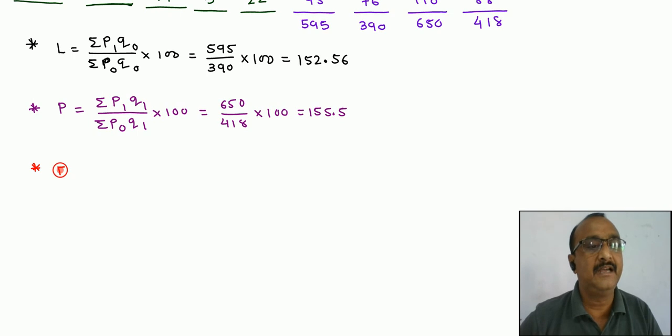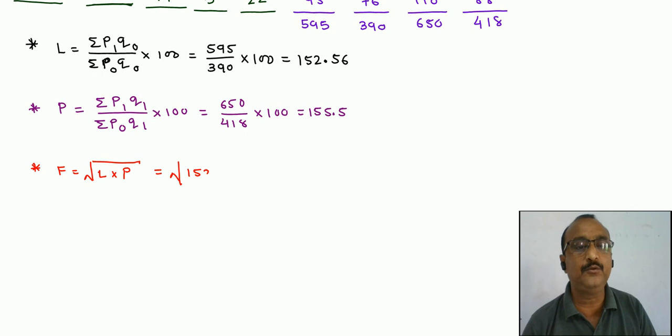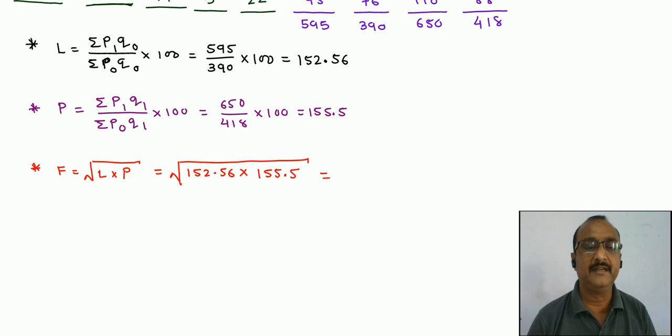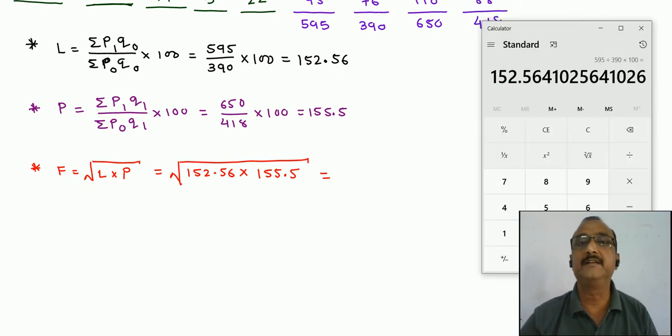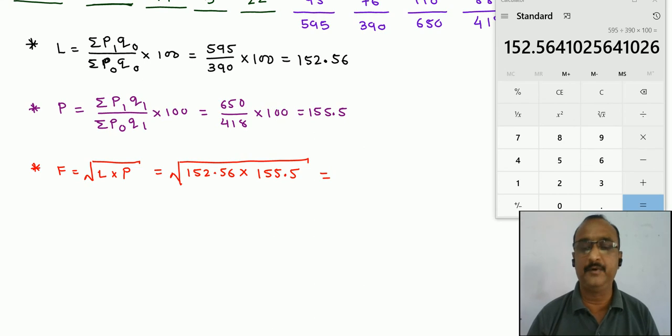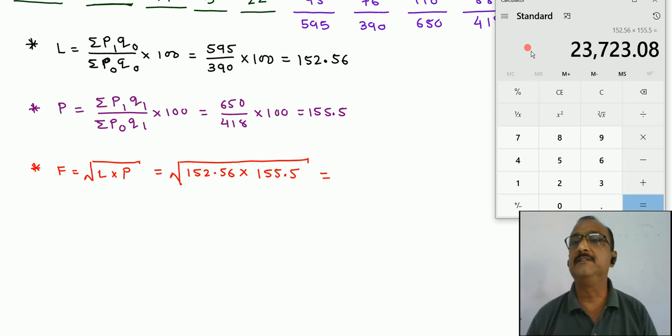Now third one is Fisher's index number. F is equal to what? The root of Laspeyres and Paasche. Under root of L into P. Laspeyres is 152.56 multiplied by Paasche 155.5. So under root, we multiply 152.56 into 155.5.